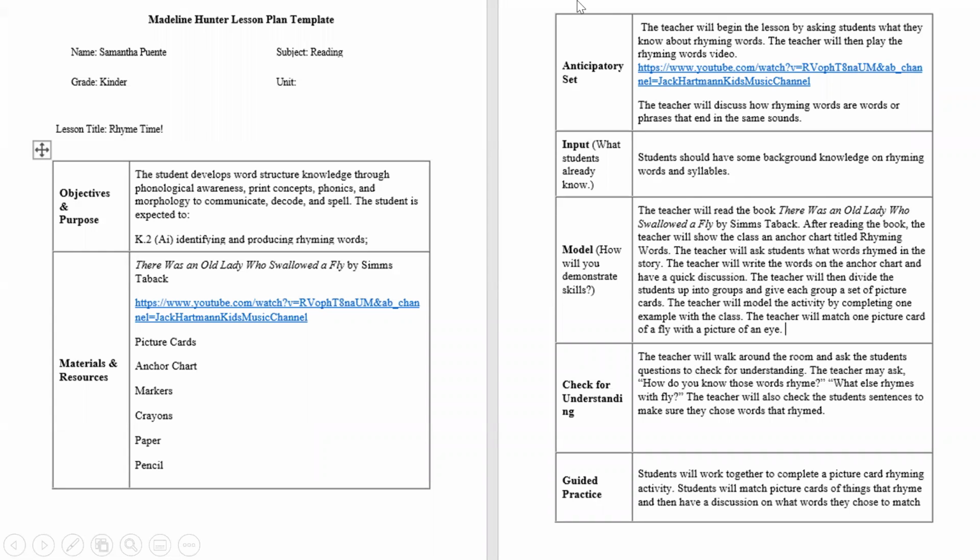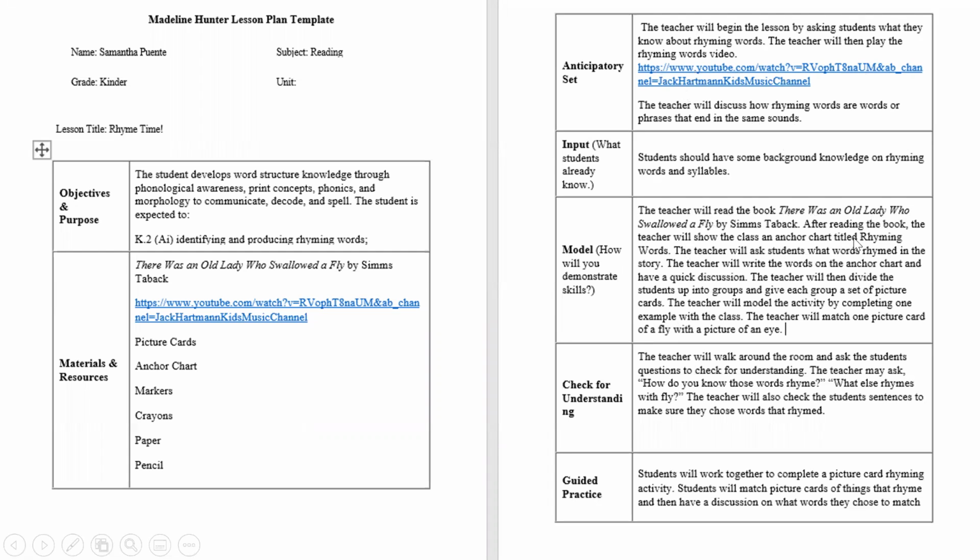And then here is the lesson plan. I just chose to use the Madeline Hunter lesson plan because I like the way it's laid out. So here I have my TEKS again, I have my materials, I have the anticipatory set, so the teacher will begin the lesson by asking what they know about rhyming words, just to get a little background information, and then that's when I'll play the Jack Hartman video. And then we'll discuss how rhyming words are words or phrases that end in the same sounds. And I will then read the There Was an Old Lady Who Swallowed a Fly book.